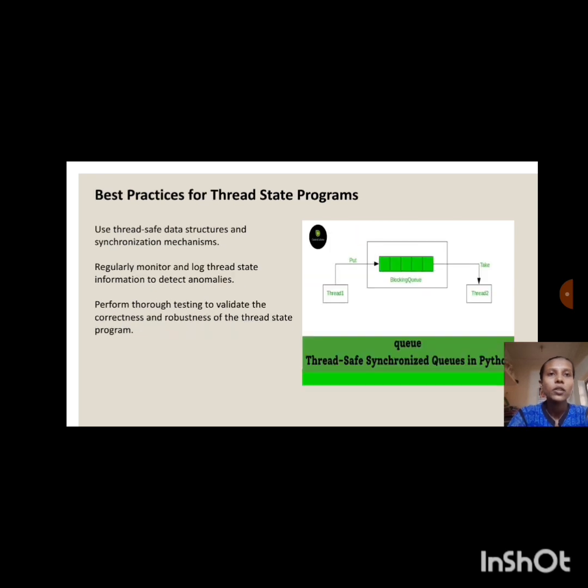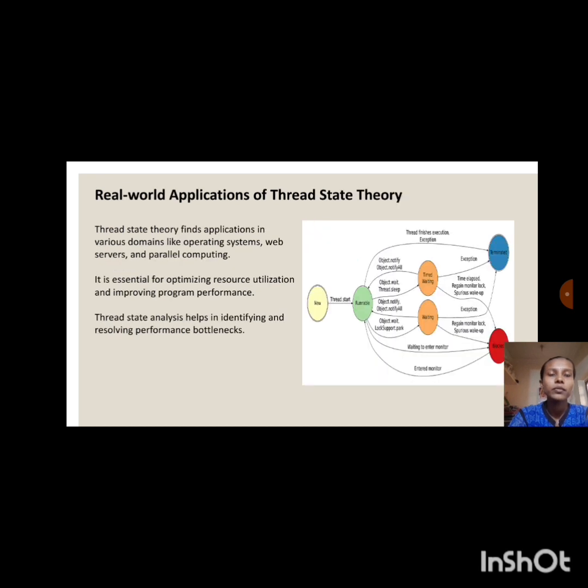Best practices for thread state programs. Use thread-safe data structures and synchronization mechanisms. Regularly monitor and log thread state information to detect anomalies. Perform thorough testing to validate the correctness and robustness of the thread state program. Chart of the thread-safe synchronized queues in Python.